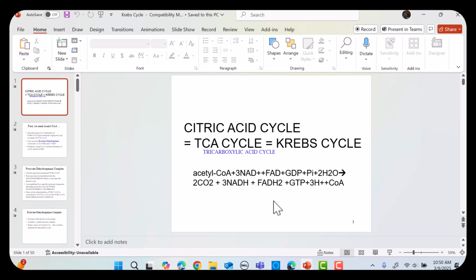We have the overall reaction here again, and don't memorize it, but I have it here only to remind you, if you get one of those questions, all of the following are products except, or all of the following are reactants except, of the Krebs cycle, and you come down to two answers. Did you forget I need FAD to make FADH2? Did you forget I need NAD to make NADH? GDP to make GTP? Things like that.